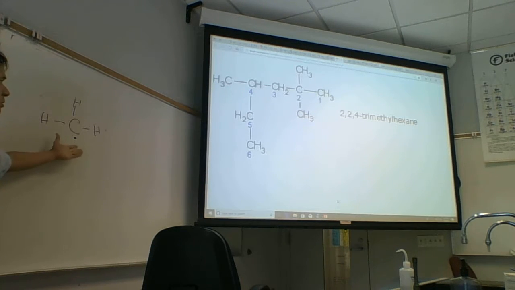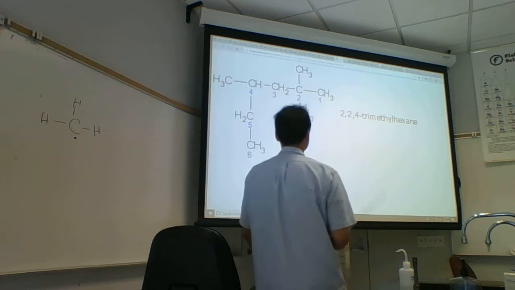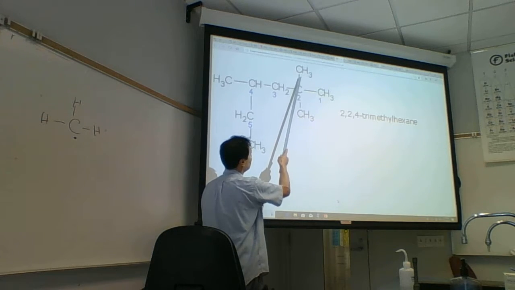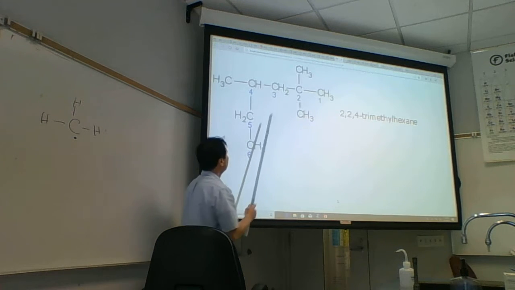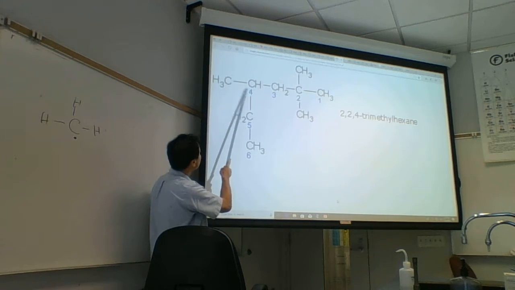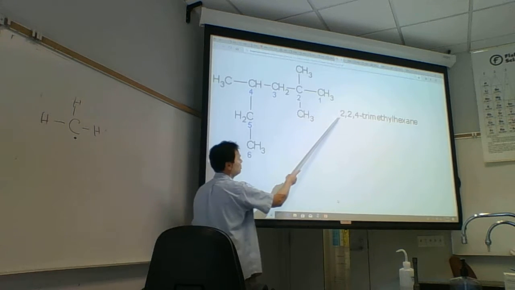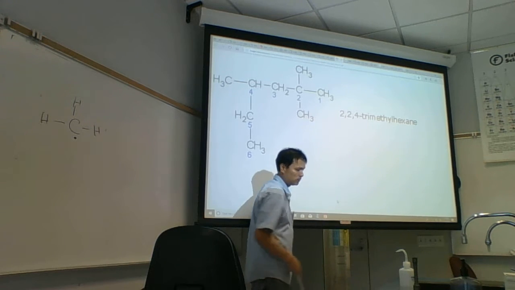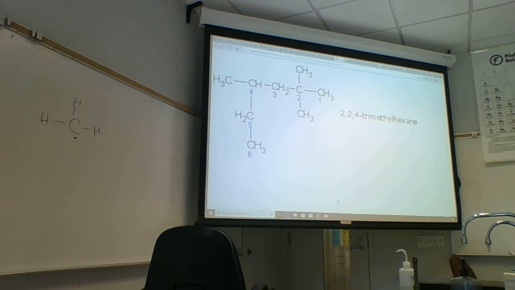And what does it want to do? It wants to bond to something. Well, here it is. It just bonded to carbon number 2. So we got a methyl that's bonded to carbon number 2, another methyl, and so we got 2 of them. So we call it 2,2. That would be di. And then if we go to carbon number 4, do you see another methyl here? Yeah, there's another methyl. So this is a 2,2,4-trimethylhexane. But yeah, it's a complex molecule. But it's going to be nonpolar.